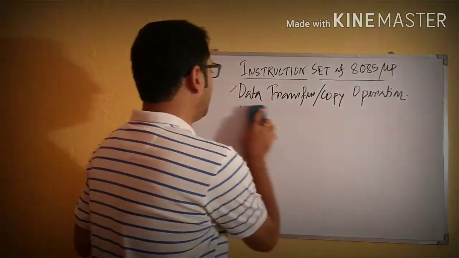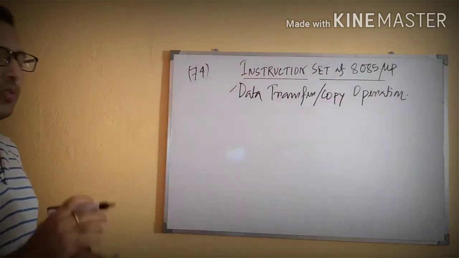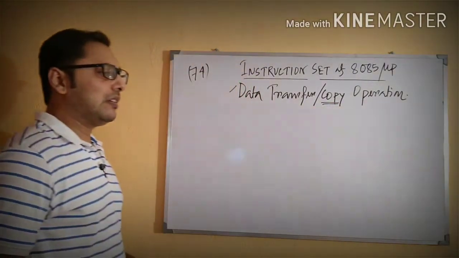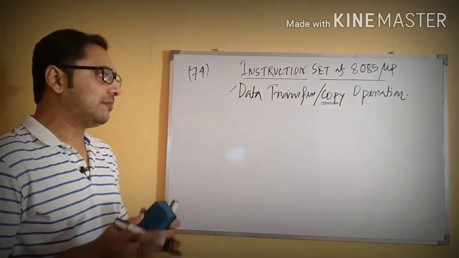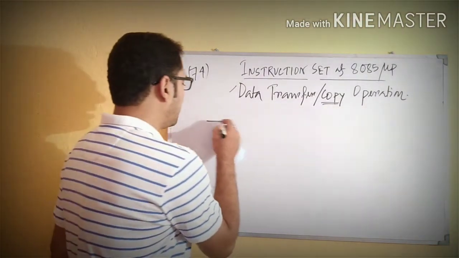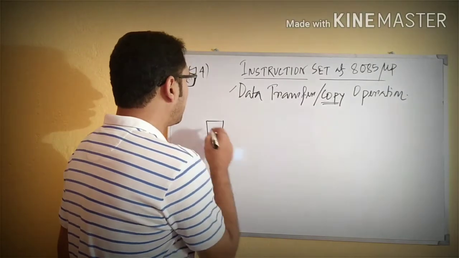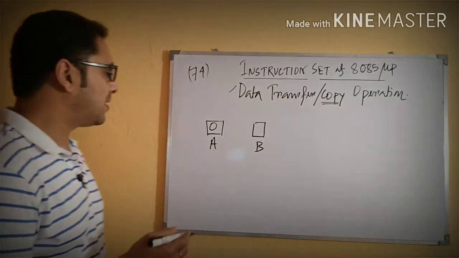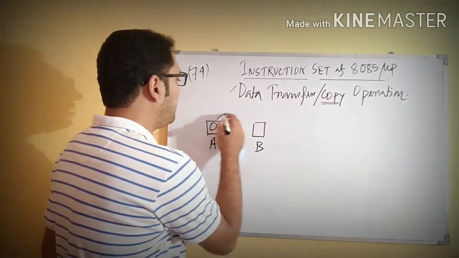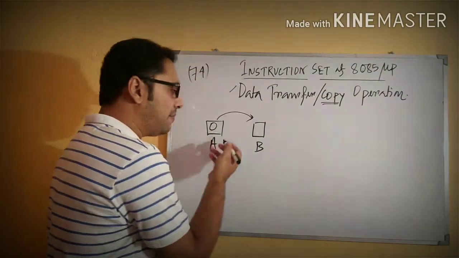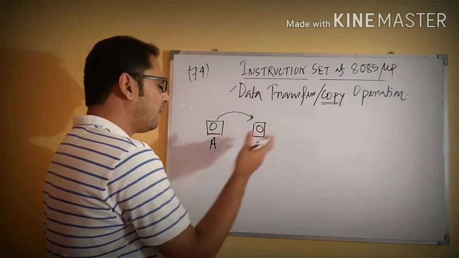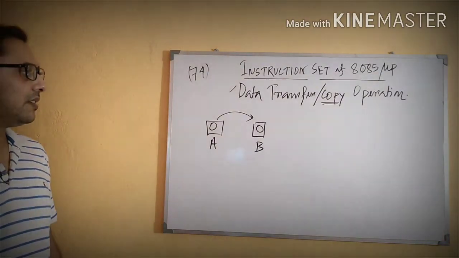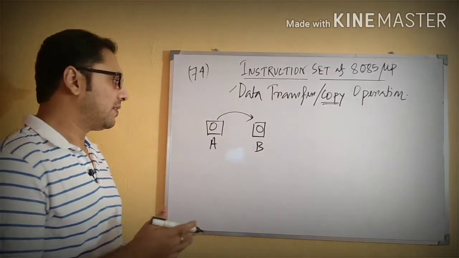Now here one thing we need to remember, the actual term should be data copy operation, not transfer. Why? Now actually what we understand about the term transfer. Transfer means, suppose this is a place A, it contains something, another place is B. So if I transfer this element from A to B, that means A will become empty and B will become occupied by this element. But in case of 8085, this kind of phenomenon does not happen.